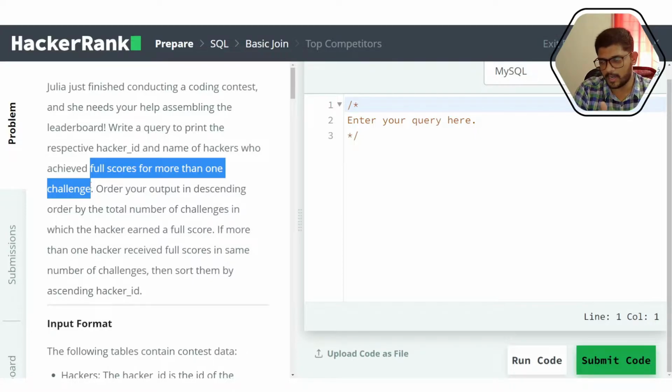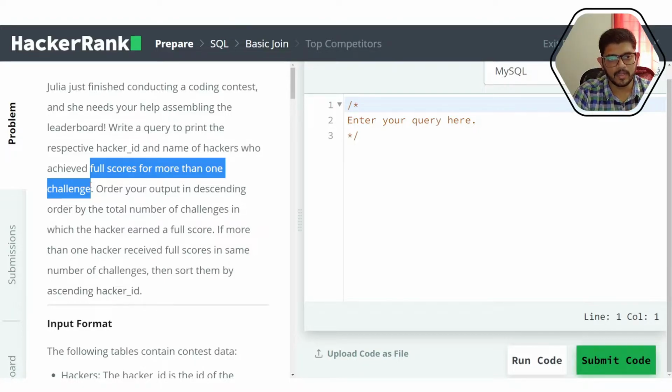We need hacker ID. We need the name of the hacker. And also we need these two information only for those hackers who obtained full scores on more than one challenge, right? If there are hackers who didn't get full score at all in any challenge, we're not going to count them. Or if there are hackers who got full score but only in one challenge, even then we're not going to count them. So they must be getting full score in at least two challenges.